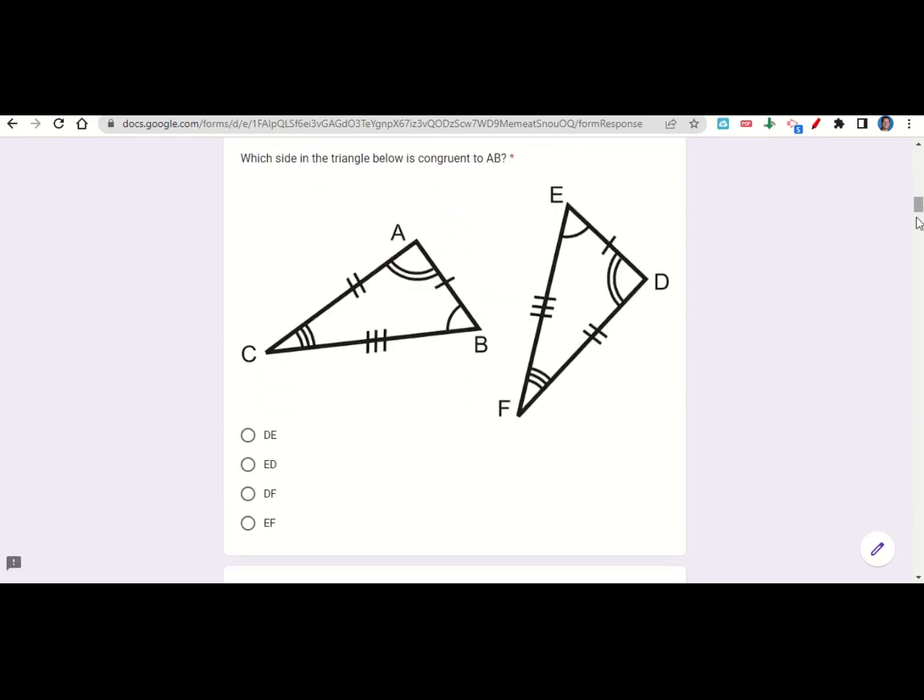It says, which side in the triangle below is congruent to AB? Well, we can see that AB is right here. And it's got one dash through it. This one has one dash in it. So it's got to be this side here. We just need to make sure that our parts match up. So if we said AB, that means we went from the double arc to the single arc. So we need to do the same thing here, from the double arc to the single arc. So it would be congruent to DE. So we'll go ahead and mark that one.